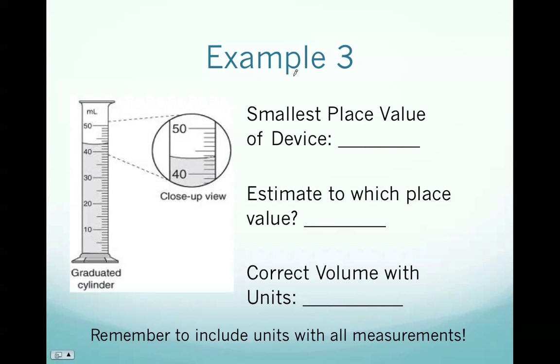Alright, for our final main example here, we're looking at a graduated cylinder. The smallest place value of the device is to the ones. Each of those increments is worth a 1. And then we estimate to one additional place value, so we can estimate to the tenths, which means our final answer would be 43.1. So again, we can't go beyond that tenths place. We also have to make sure to include it. If you had decided to answer 43, you felt like it was exactly on 43, you would still have to make sure that you included that 0 to show significance to the tenths place. So something we'll touch on tomorrow as well.